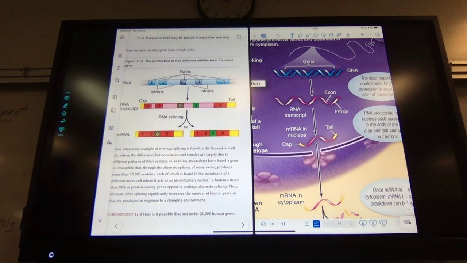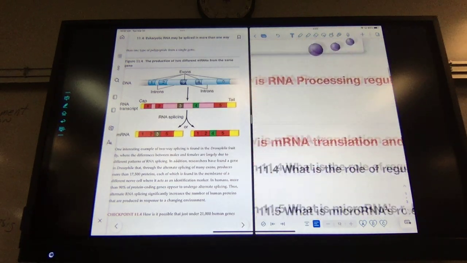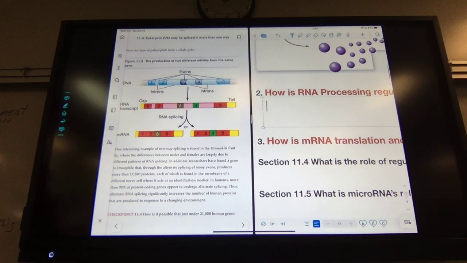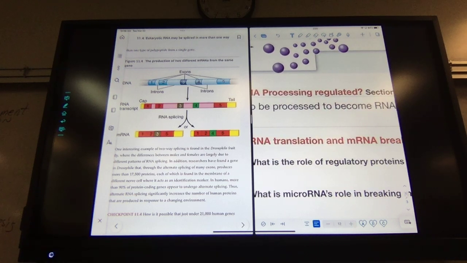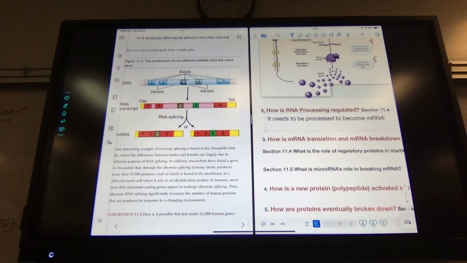So the answer to question number 2, right in here in your notes, is it needs to be processed to become mRNA. Without this processing, the whole process can stop and you're not going to make a protein.